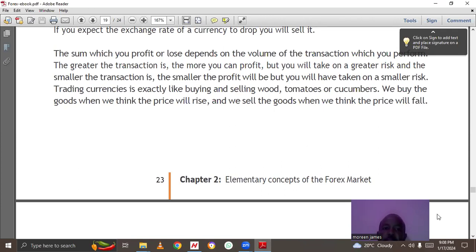So we buy the goods when we think the price will rise, then we sell the goods when we think the price will fall. It's basic demand and supply. There was a time here when there was a lot of tomatoes, but before that there was scarcity of the tomatoes. So there were people who had tomatoes when others did not. Then the prices all of a sudden shot up. So those guys made a lot of money on the tomatoes because the demand for tomatoes was very, very high. It's very easy to understand because it's basically demand and supply.